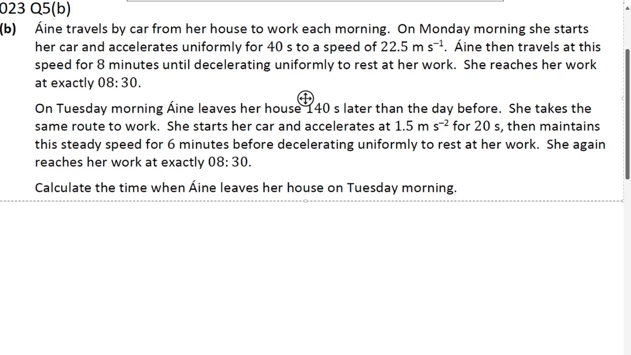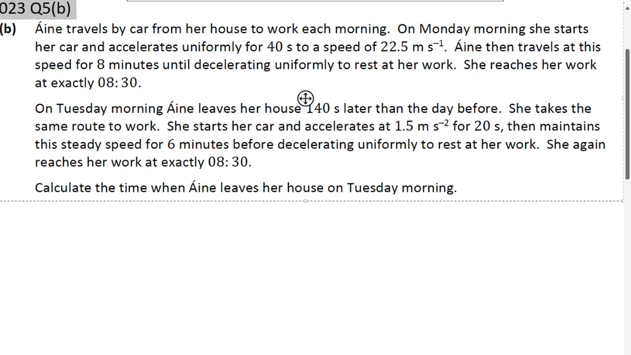And then on Tuesday, she leaves her house 140 seconds later. She takes the same route to work, so the distance is the same. Okay, so that's how we're going to relate the two things. We're going to find the distances, put them equal, and then hopefully something will happen. She starts her car, accelerates, maintains the speed. So we have an acceleration phase, a constant speed phase, and a deceleration phase. Now, we don't know the deceleration in either of them, but that's interesting. And then she reaches her work at 8:30.